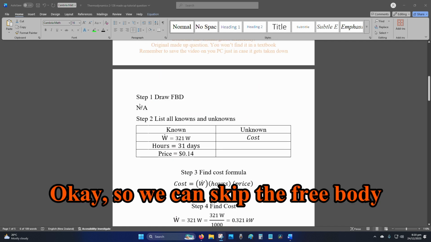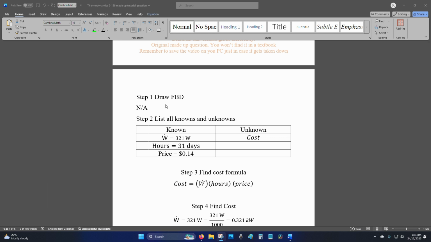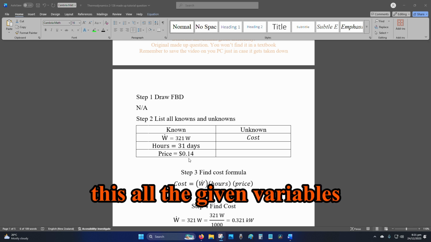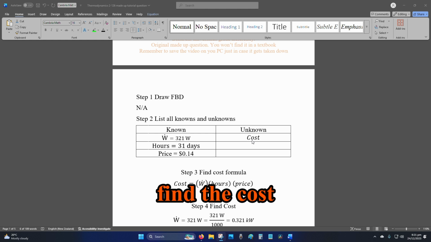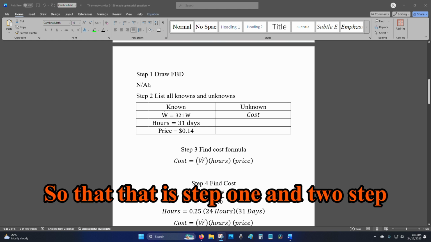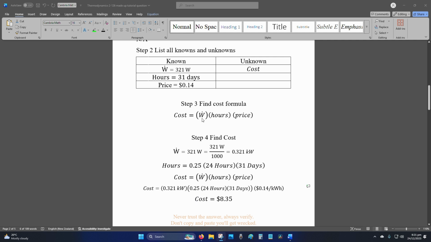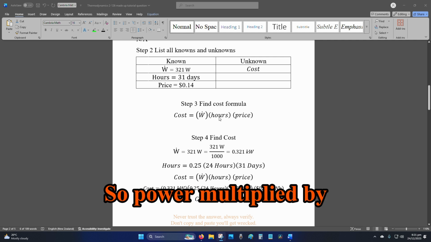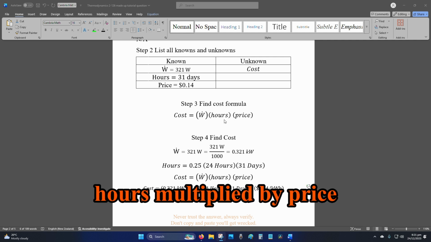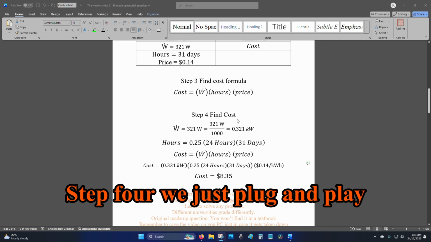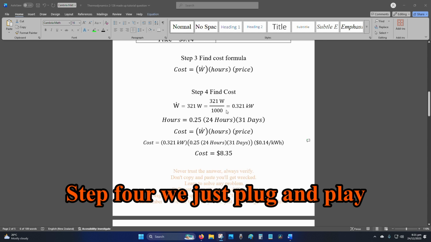Okay, so we can skip the free body diagram. There is no free body diagram. List all the given variables, find the cost. So that is step 1 and 2. Step 3, find the formula for cost. So power multiplied by hours multiplied by price. Step 4, we just plug and play.